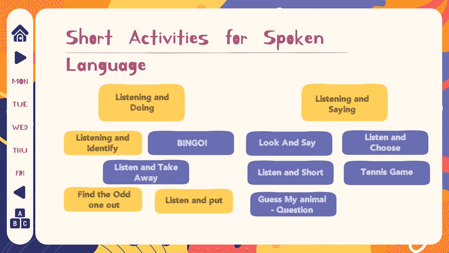And the last one is guess my animal action. In this guessing game, they need to act out the animal so the other pupils know what animal is being acted out. With gestures, they need to perform a gesture of the animal and the other students or pupils have to guess what animal is being acted out.